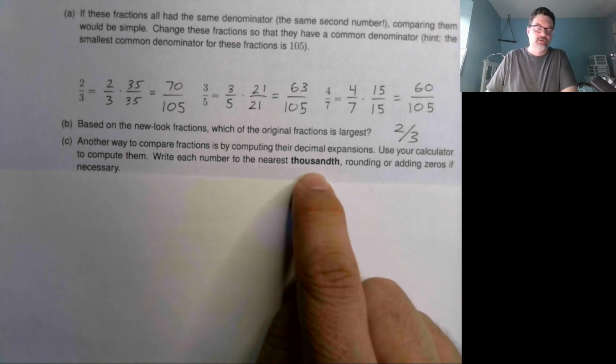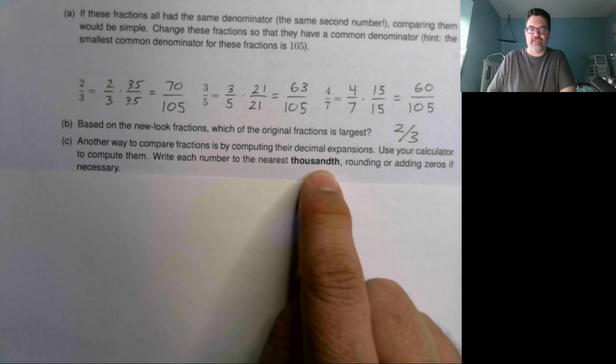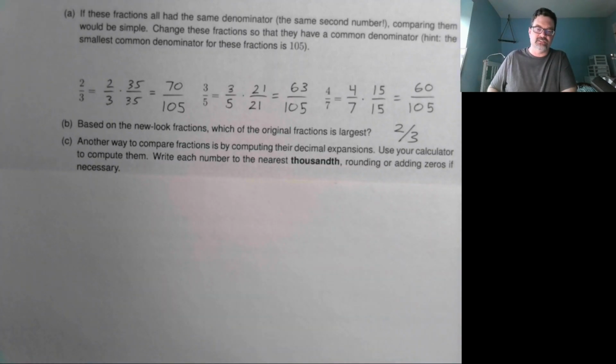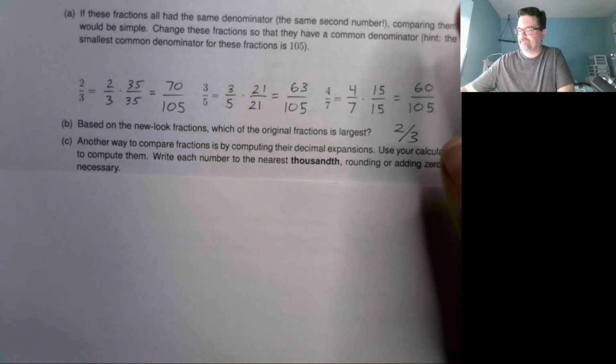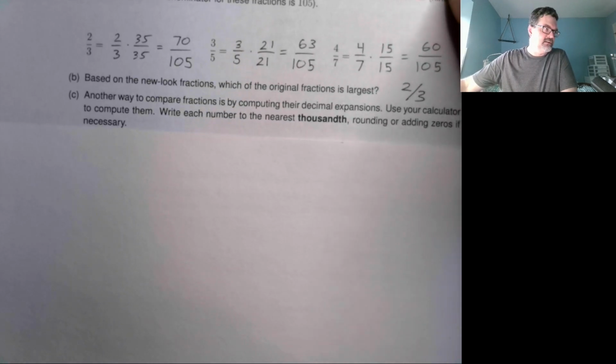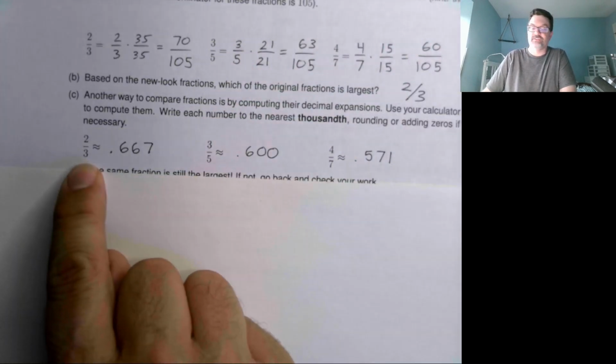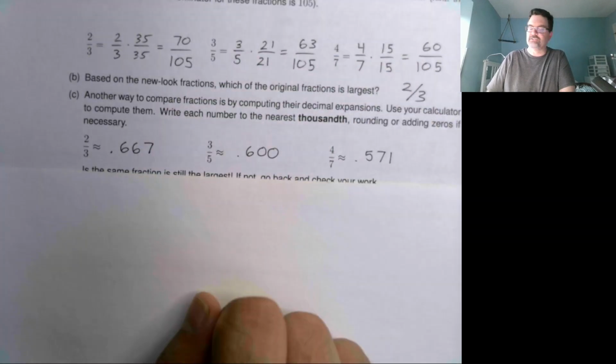All right, so we're going to do that to the nearest thousandth, so 3 digits after the decimal point. Round them if you need to, or add zeros if you need to. And so compute 2/3, 3/5, 4/7. All right, end results. Now we know this one should be coming out bigger. We already saw that it should be bigger, and it does.